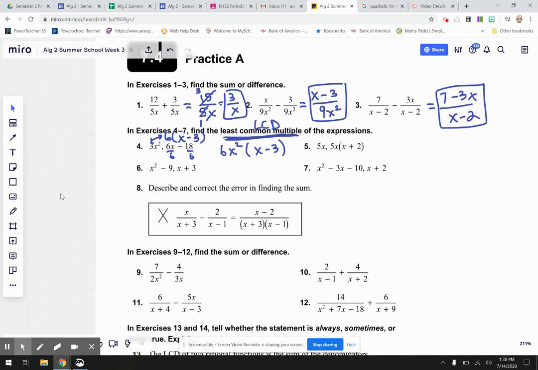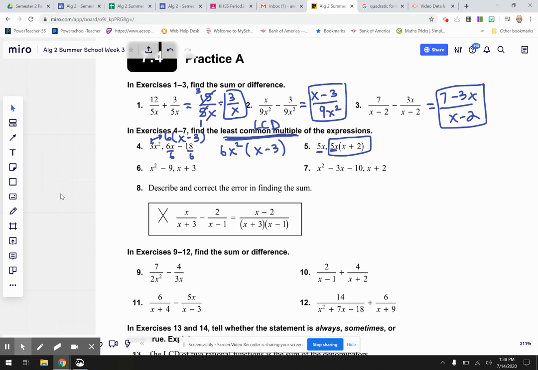Now number 5 is actually easier because they already have the 5x. So you just need to multiply the first one by x plus 2. So your common denominator is that right there. It's already done. I mean, that's already the denominator. If I take the first one and just multiply it by x plus 2, I have the same denominator. They'd be common denominators.